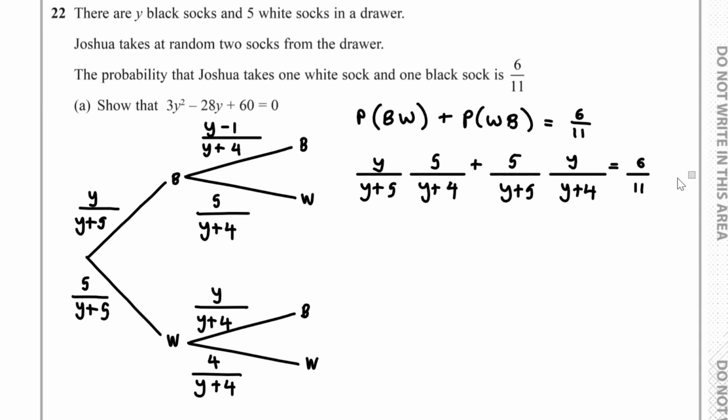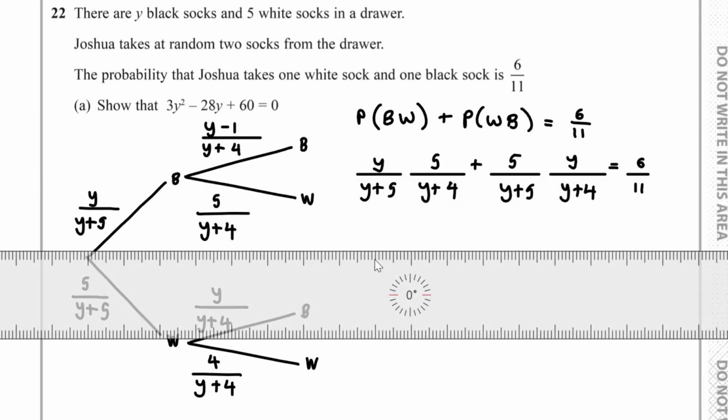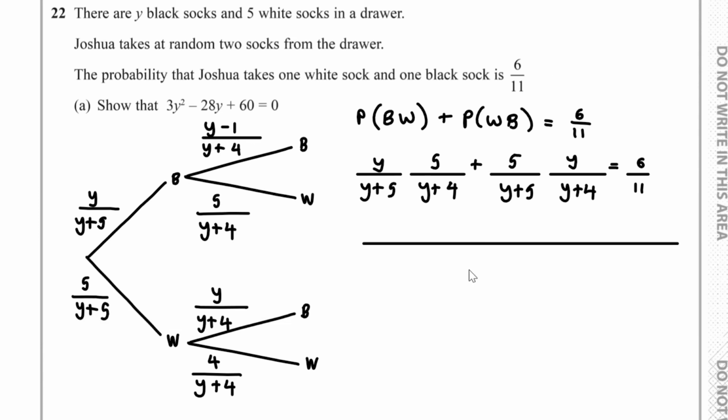Okay, so now we need to show that 3y squared minus 28y plus 60 equals 0. So if we tidy this up, we can write everything over a common denominator. The common denominator here will of course be y plus 5 lots of y plus 4, and here on the top we've got 5y plus another 5y. Common denominator is y plus 5 lots of y plus 4. So here we've got this result equaling 6 over 11.